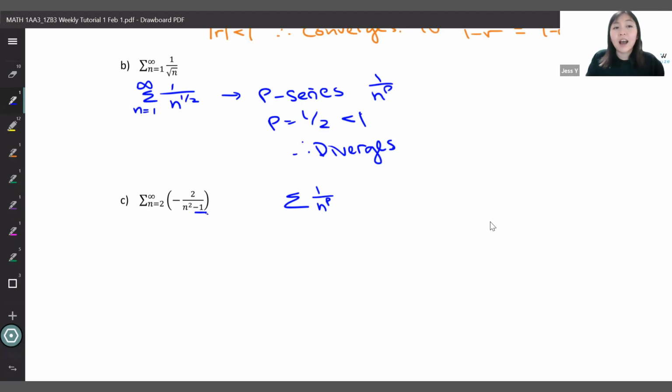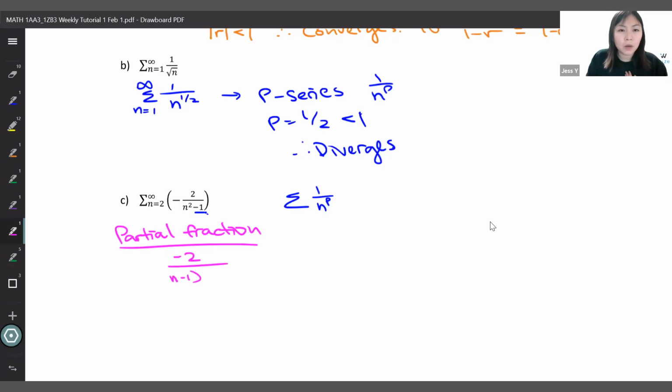So as weird as it is, we're actually going to do a partial fraction decomposition. Some of you who are really good at spotting fractions might not even need a partial fraction decomposition. You'll be able to just split it up. But for most of us, we're going to need the partial fractions. So this is negative 2 over, if you factor the denominator, an n minus 1 times an n plus 1.